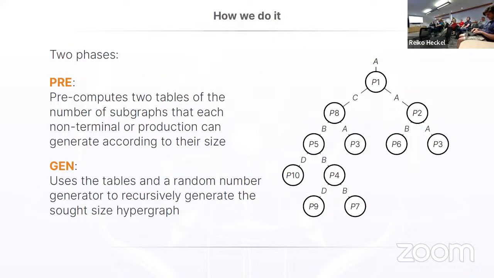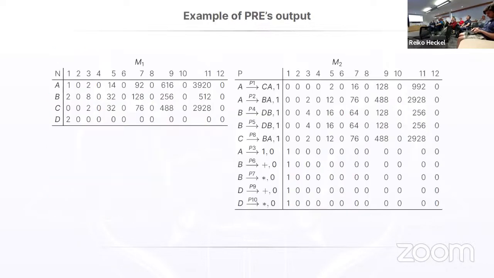Our method is divided into two parts: a preprocessing phase and a generative phase. The preprocessing phase takes all the information from the grammar, and the generation phase recursively generates the hypergraph from this information. This is an example of the tables from the preprocessing phase. We use the grammar from the user and the size of the hypergraph to generate. So this is the size, these are the non-terminals in the production, and these are the number of subgraphs of a given size we can generate.